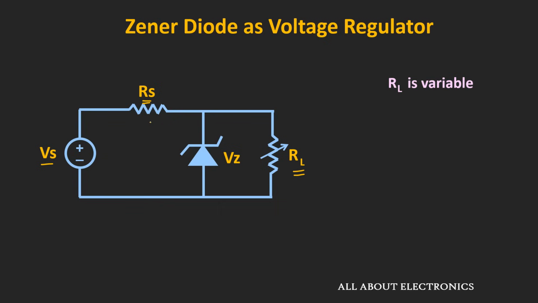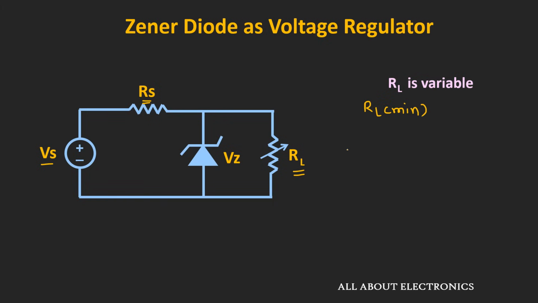First of all we will assume that this supply voltage Vs and this series resistance Rs are constant, and the load resistance RL is variable. So we will find the minimum and the maximum value of this load resistor such that the Zener diode will work properly as a voltage regulator. First of all, let us find out the minimum value of this load resistance.